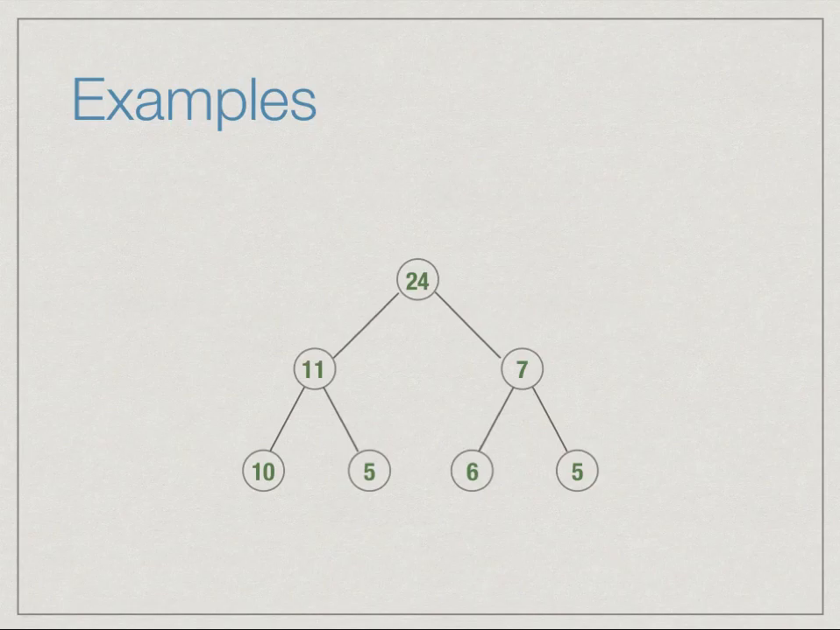Here is another example where the bottom level is actually full. Here we have 7 nodes. And once again, at every point we see that 11 is bigger than 10 and 5. 7 is bigger than 6 and 5. So we have the value property, the max heap property, along with the structural property.